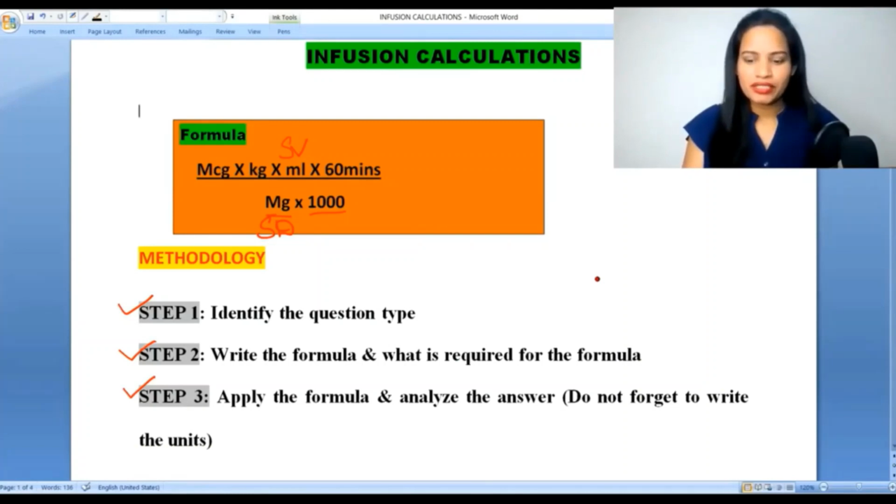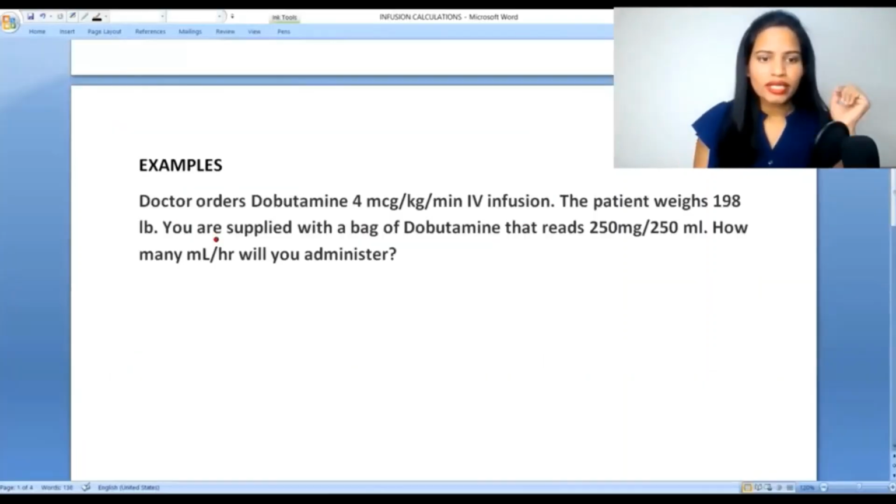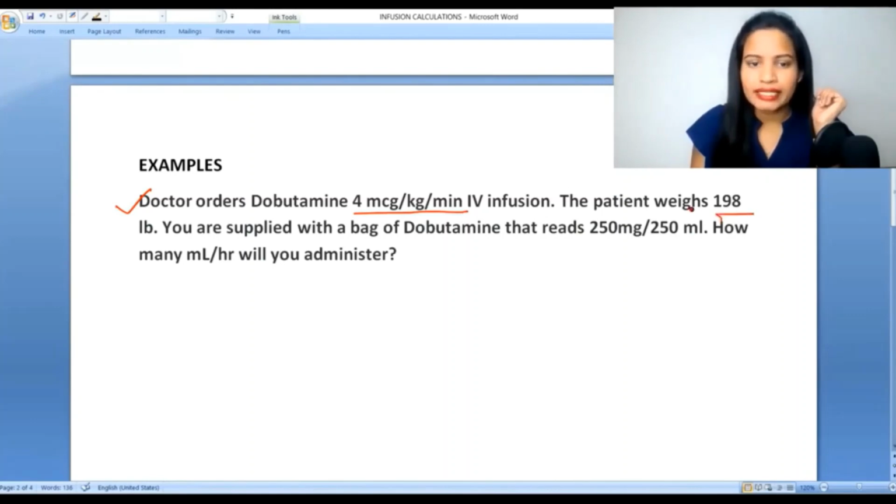And coming to the examples which we have to learn, just a minute. What is the first example saying about? So doctor's order is dobutamine 4 mcg per kg per minute. This we have to give through infusion. And the patient weight is 198 lb. You are supplied with a bag of dobutamine that reads 250 mg per 250 ml. And how many ml per hour will you administer?